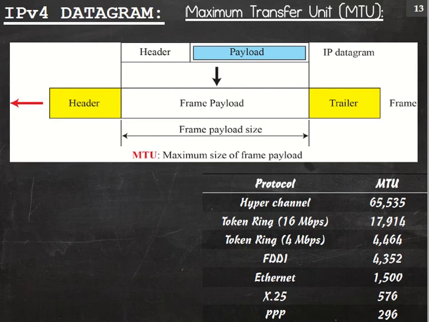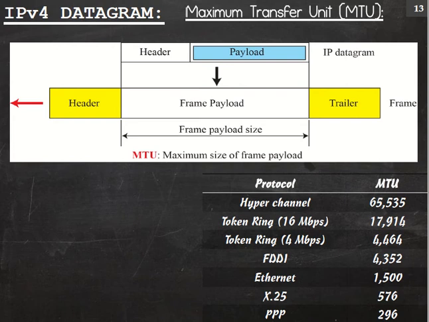In order to avoid these kinds of issues, and to make the protocol independent of the physical network, the designers have specified a restriction on the IPv4 datagram length to a maximum of 65,535 bytes. To avoid this confusion, they have kept a limit, a maximum restriction on the size of the payload, of 65,535 bytes. This is the maximum size specified.